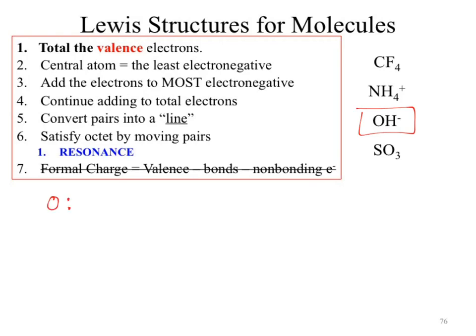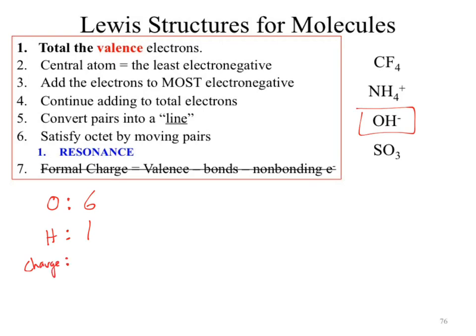Count our valence. Oxygen has how many valence electrons? 6. Hydrogen has 1. How many hydrogens are there? 1. Well, that was kind of boring. Charge. The charge is a -1.